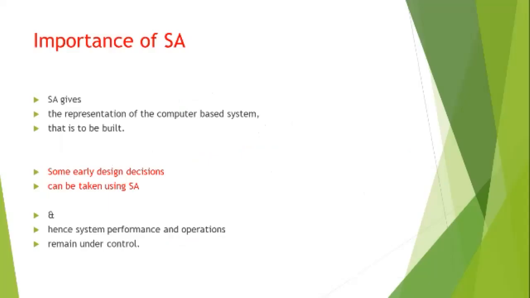Importance of software architecture. Software architecture gives the representation of the computer-based system that is to be built. Some early design decisions can be taken using software architecture, and hence system performance and operations remain under control.